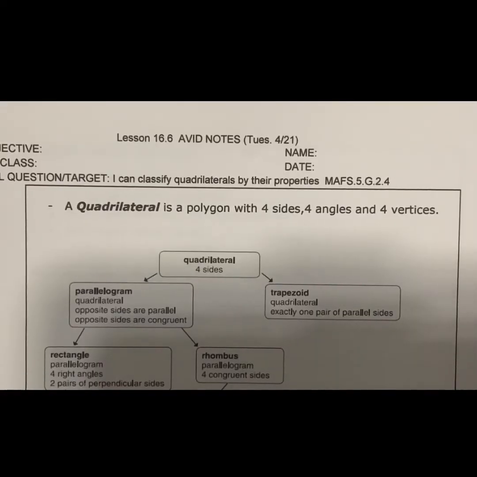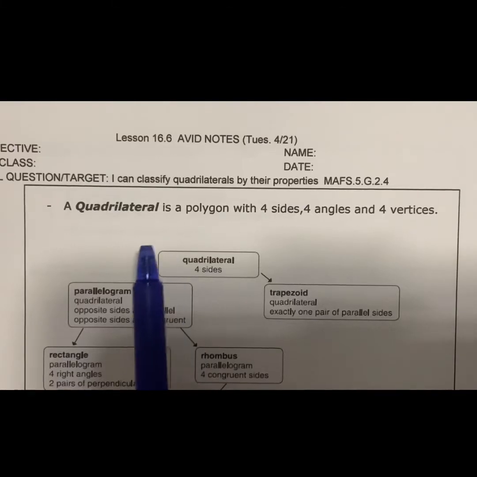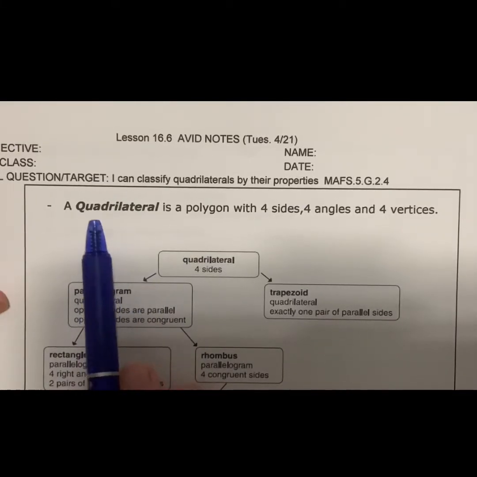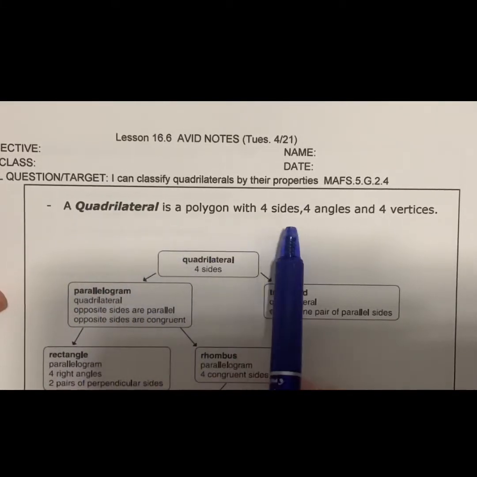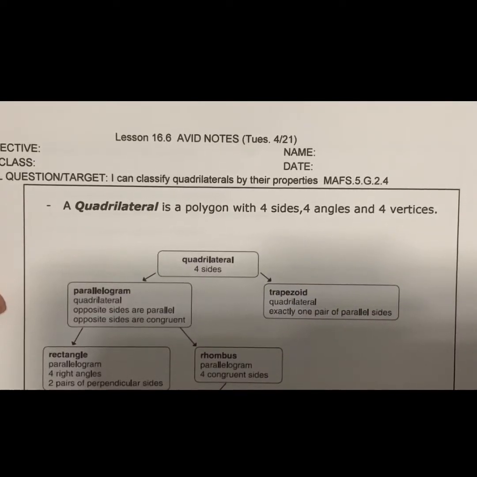All right, welcome back. Today we're going to work on lesson 16.6, and you are going to classify quadrilaterals by their properties. Let's refresh our memories. A quadrilateral is a polygon with 4 sides, 4 angles, and 4 vertices. There are different types of quadrilateral.